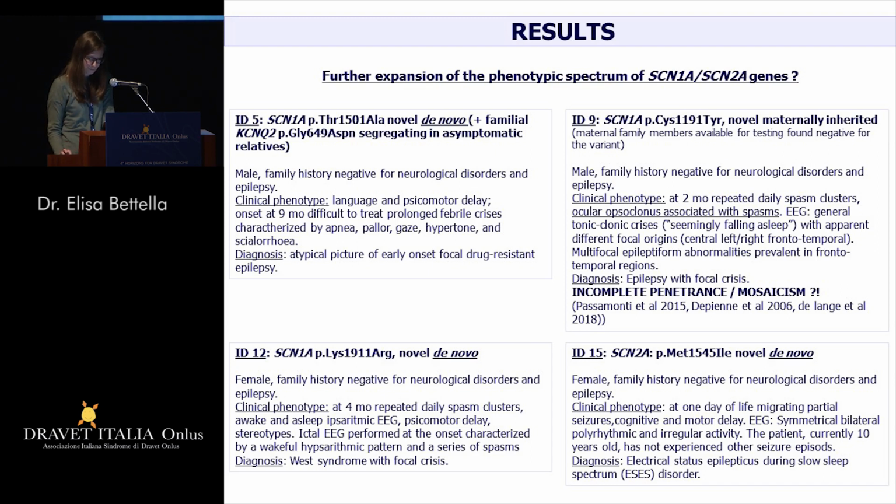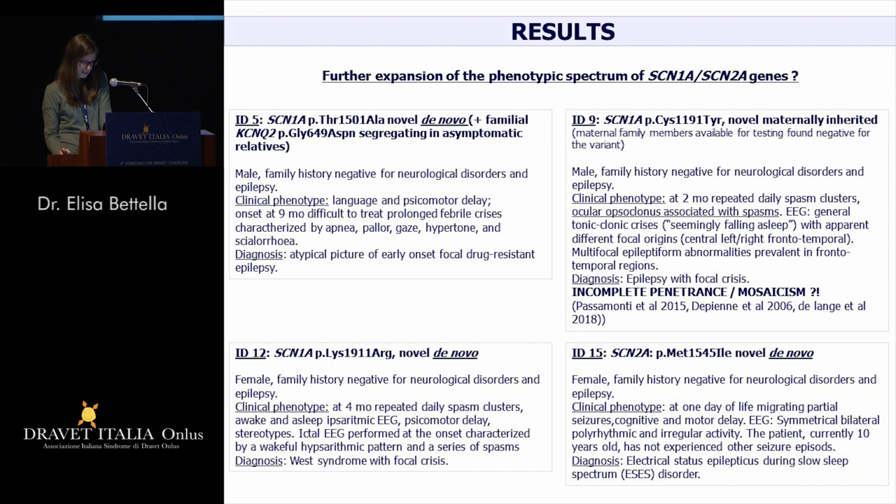The second one is a male that has epilepsy with focal crisis, and he had ocular opsoclonus associated with spasm. And he had a novel SCN1A variant that was maternally inherited, and the mother was asymptomatic. And we started to speculate that this could be a case of incomplete penetrance or mosaicism, maternal mosaicism.